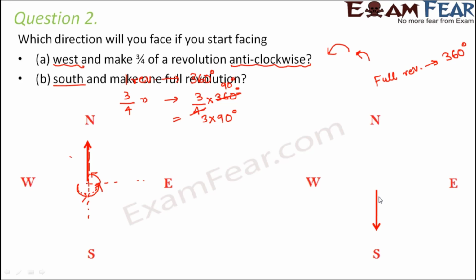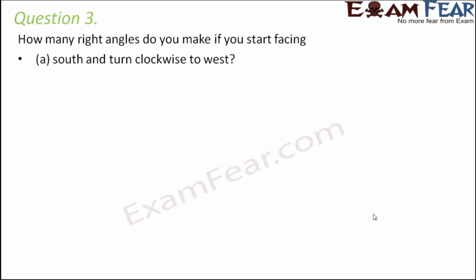That means you will start from here and you will make one complete angle. The moment you make one complete angle, where do you reach? You reach back to the same position. You started from south, you started facing south, you came back facing south. So you will come back to your original position after one full revolution.